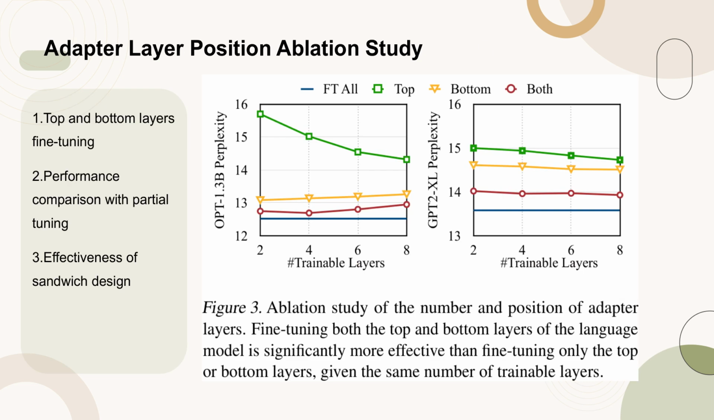Figure 3 presents an ablation study focusing on the number and position of adapter layers within language models. The study compares the performance of fine-tuning only the top layers, only the bottom layers, and both the top and bottom layers while keeping the rest of the layers frozen. The results indicate that fine-tuning both the top and bottom layers, known as the sandwich design, significantly outperforms fine-tuning only the top or bottom layers, given the same number of trainable layers. This finding highlights the effectiveness of the sandwich design in enhancing the performance of language models through fine-tuning.